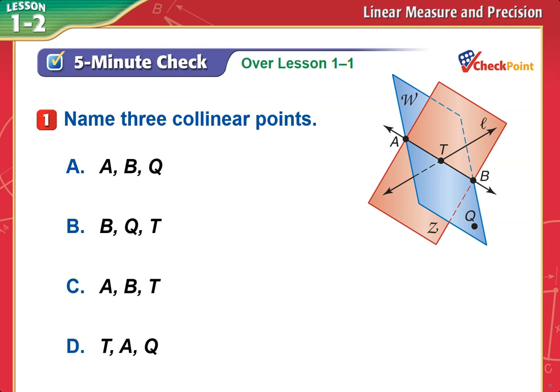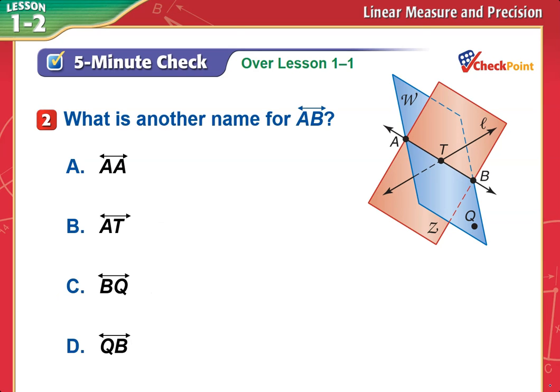Hello, geometry students. Here we have a 5-minute check on lesson 1-1, and we'd like to name 3 collinear points. Remember, collinear means all the points are all on the same line. And the 3 points all on the same line are A, B, and T. What is another name for line AB? You are correct. The line AT is another way of naming line AB.